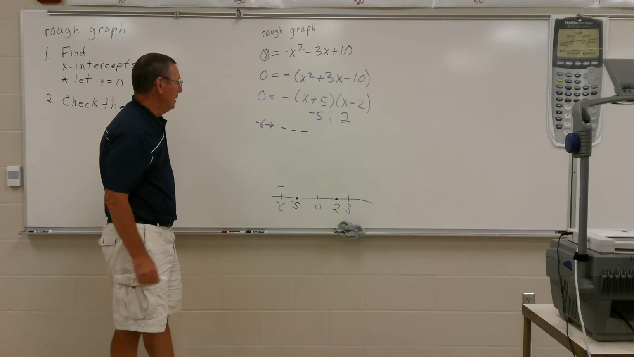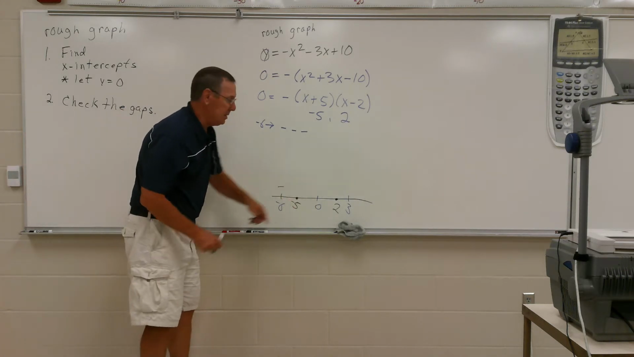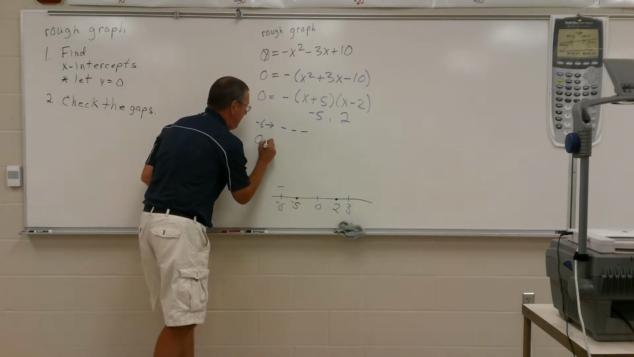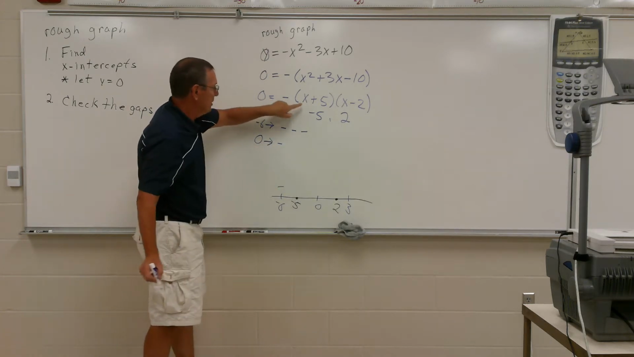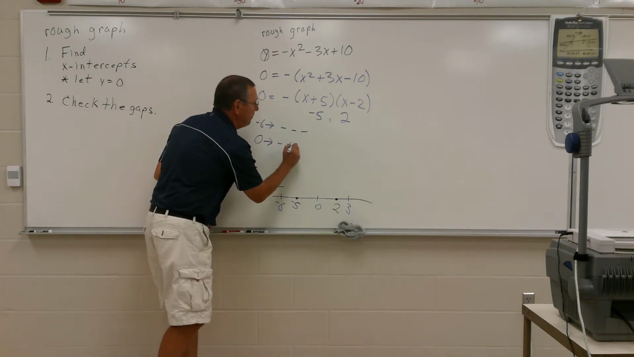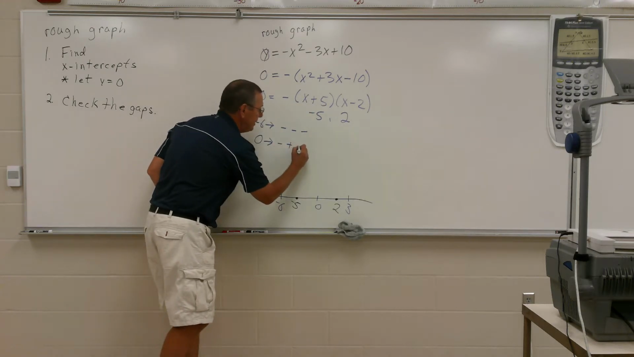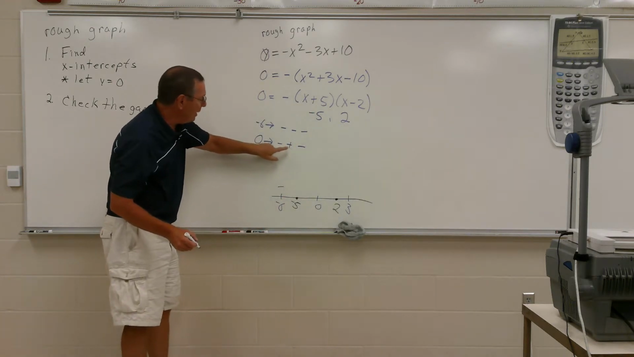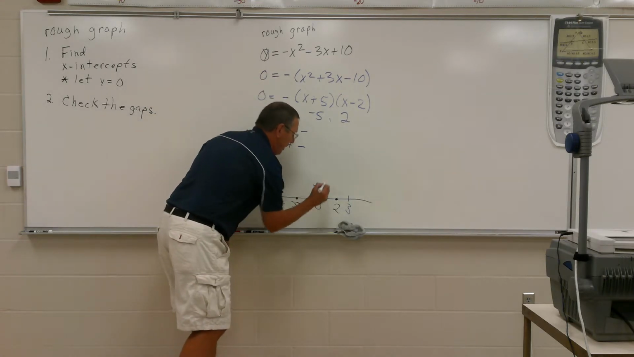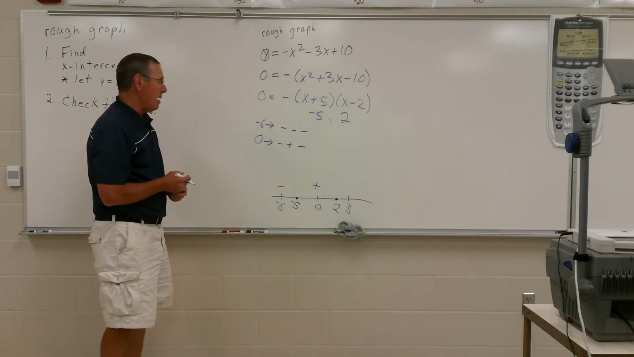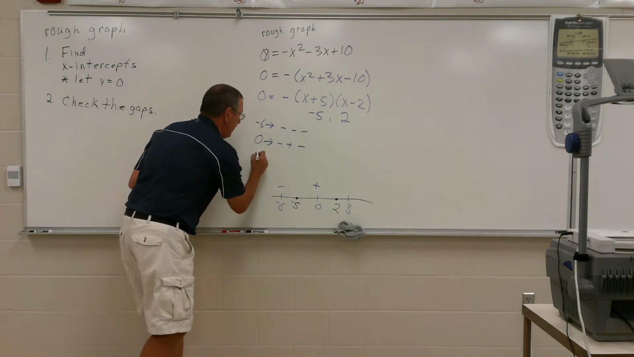Okay, my next gap, I'm going to try the 0. That's my number that's in the gap. Again, bring this negative down. 0 plus 5 is positive, 0 minus 2 is negative. And now if I multiply a negative times a positive times a negative, that should give me a positive for that gap. Okay, my last number I'm going to check is the 3.